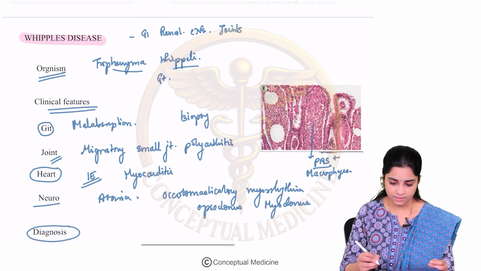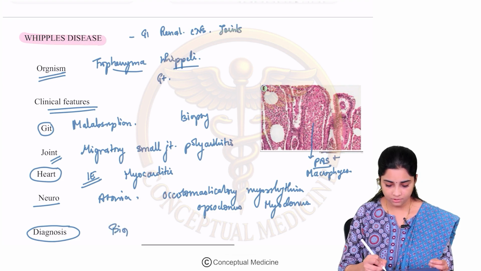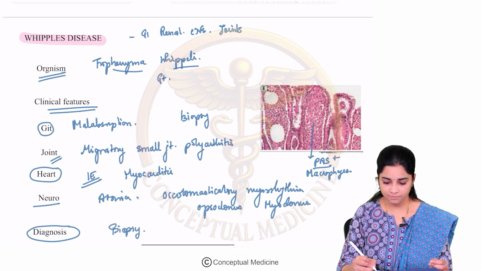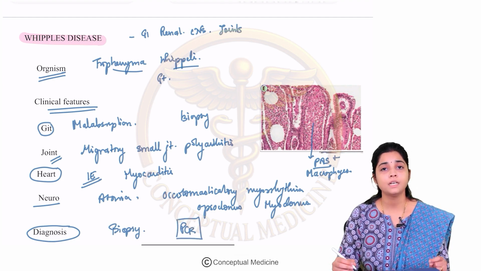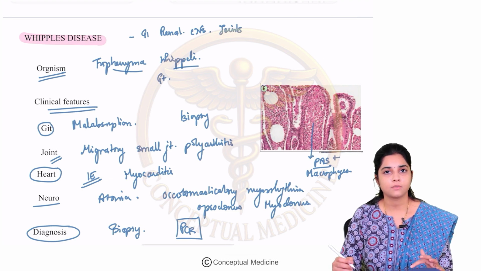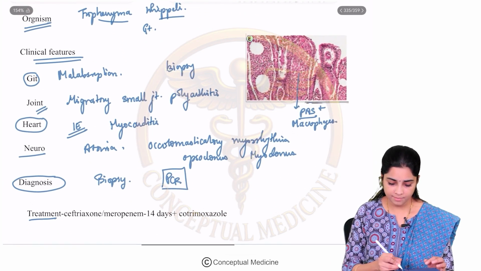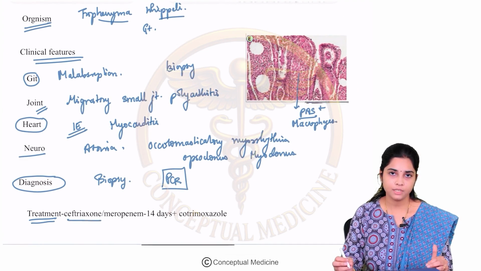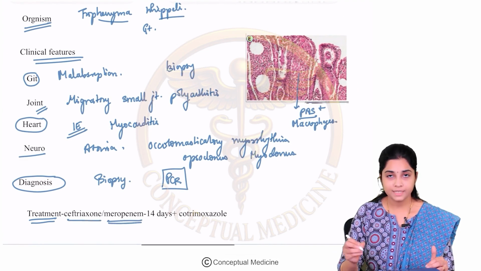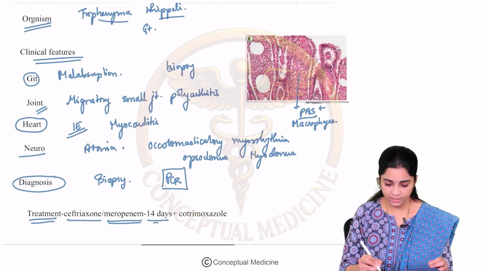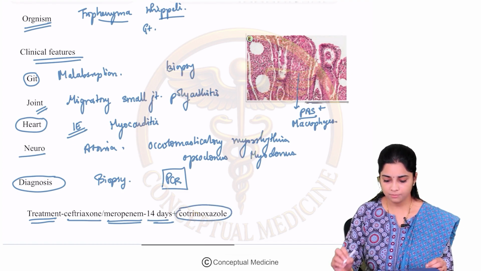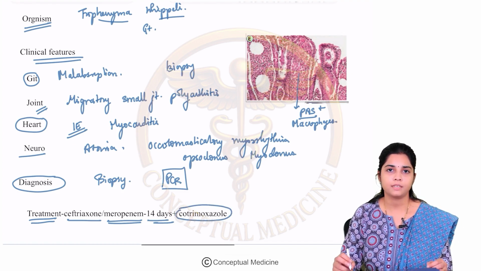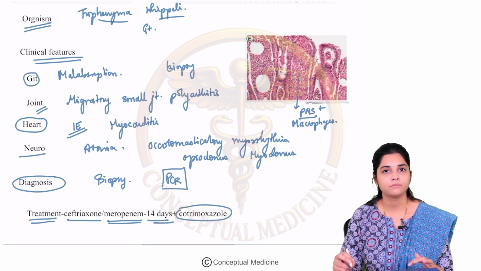How do you diagnose this? You diagnose it basically on the biopsy. Apart from that, there are certain PCR techniques used for diagnosis of the organism, but you should have a high index of suspicion for the diagnosis of Whipple's disease. The treatment is basically a third-generation cephalosporin like ceftriaxone or a beta-lactam antibiotic like meropenem for 14 days. After 14 days of induction therapy, you give cotrimoxazole for long term, maybe a 6-month treatment, for complete eradication of the bacteria. Okay, so this is about your Whipple's disease.